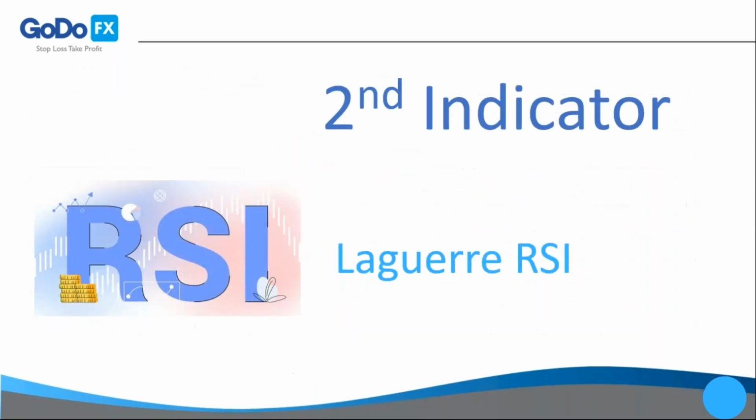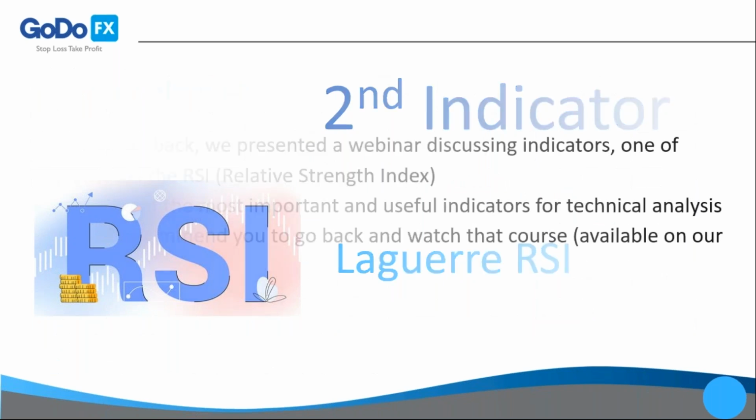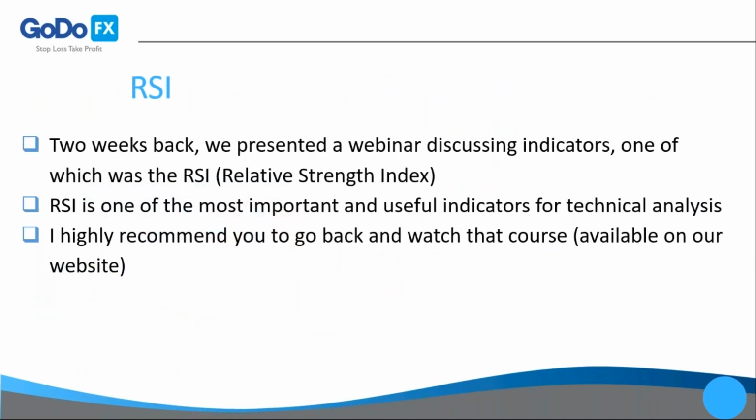The second indicator is the Laguerre RSI. So two weeks back, we presented a webinar discussing indicators, one of which was the RSI, Relative Strength Index. RSI is one of the most important and useful indicators for technical analysis. I highly recommend you to go back and watch that course. It's available on our website anytime you wish.